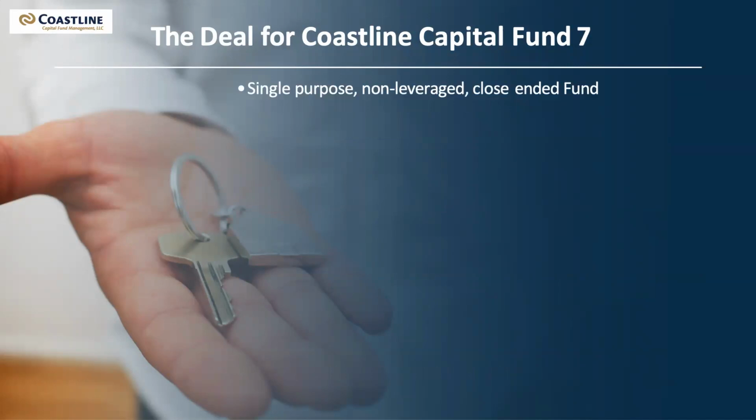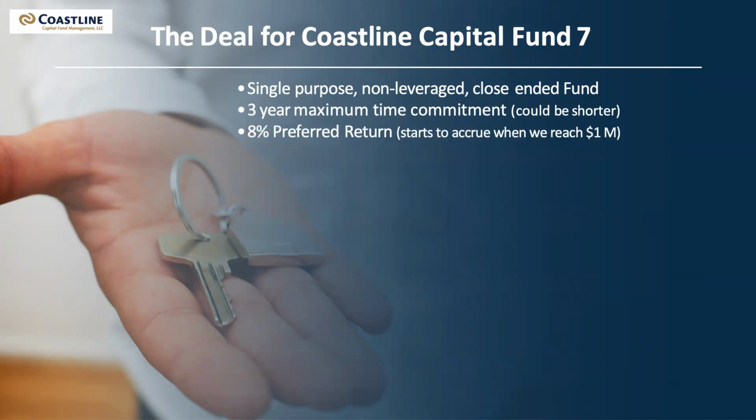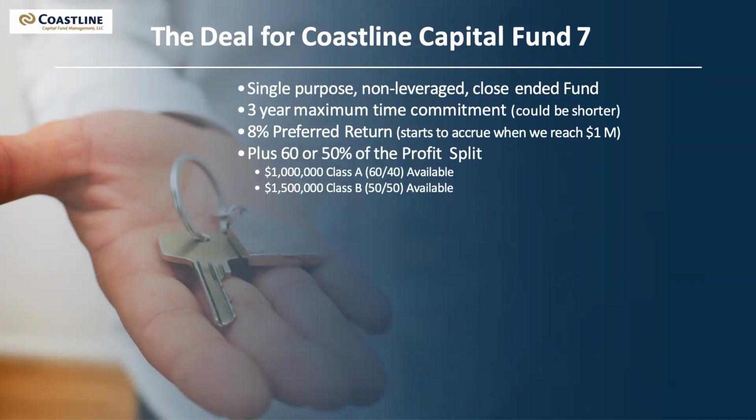Coastline Capital Fund 7 is a single-purpose, non-leveraged, closed-ended fund with a 3-year maximum time commitment. It offers an 8% preferred return, plus a 60 or 50% split of the profit, depending on whether you get Class A or Class B units. The minimum investment is $5,000. We lowered that from $25,000 just because it makes it a lot easier.